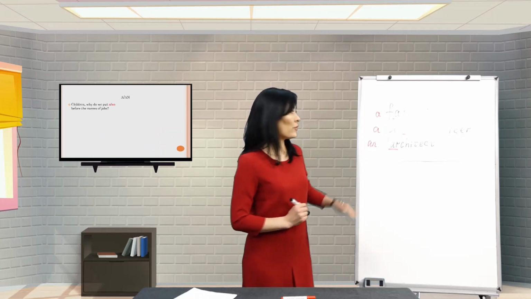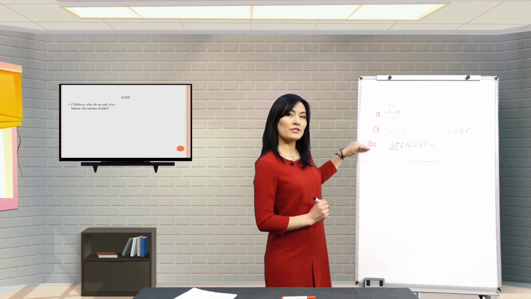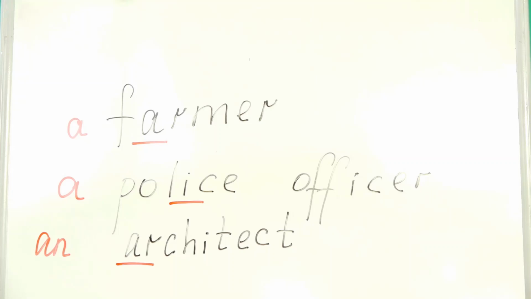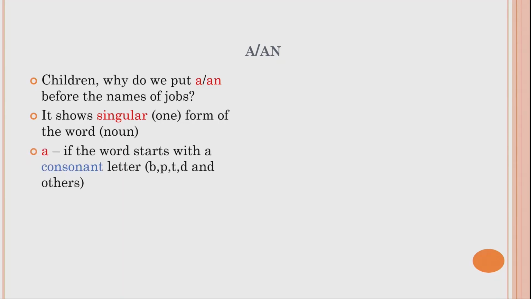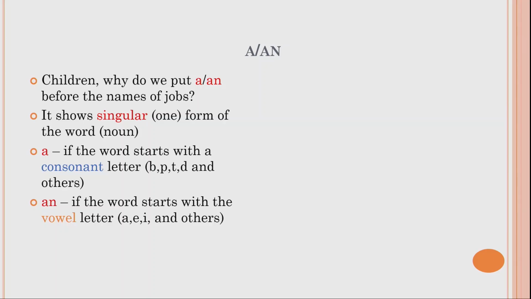Okay, children, when you see the words, we have letters A, N. Why put them before the jobs? It shows singular form of the word. For example, one farmer, a farmer. A, if the word starts with a consonant letter, B, P, T, D, and others. We put article N if the word starts with the vowel letter. For example, A, E, I, and others.